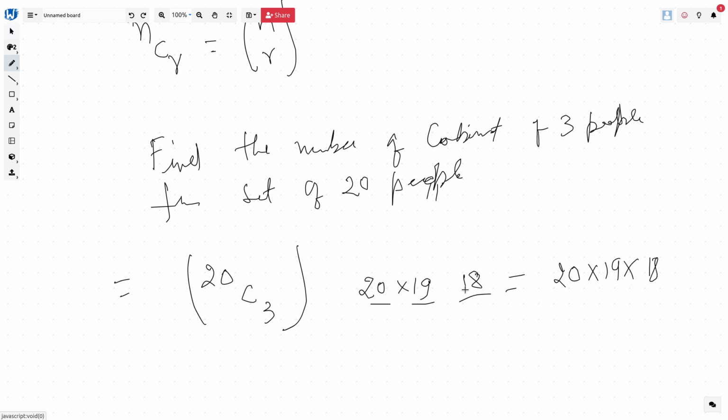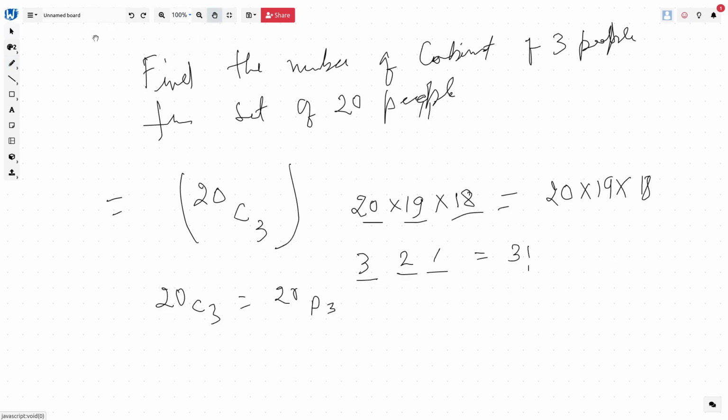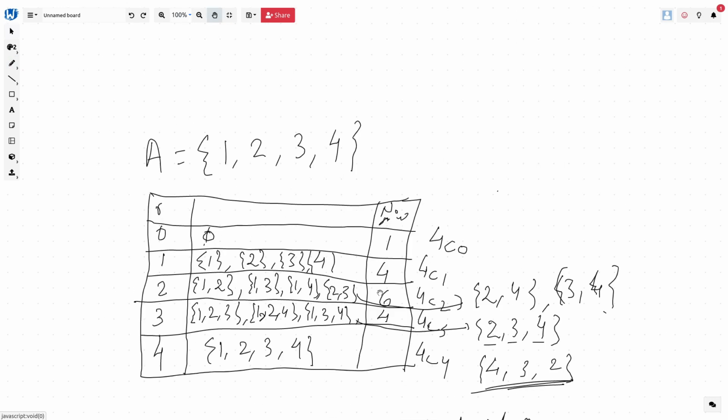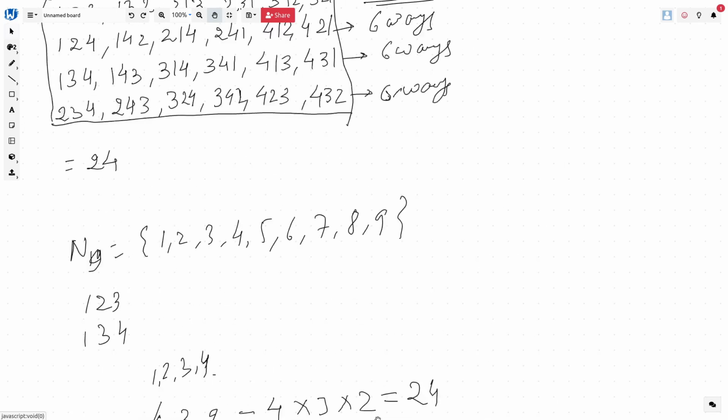Now, since this is an arrangement, but we have to find the 3-people combination, the ordering is not important. So how can these 3 people be arranged among themselves? We have seen in an example that this can be done via 3 into 2 into 1, so that is factorial 3 ways. So we say that 20C3 is nothing but 20P3 divided by factorial 3.